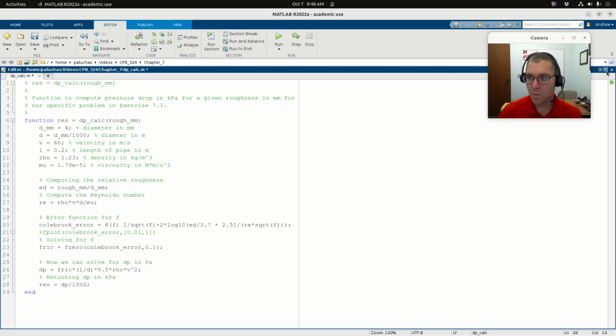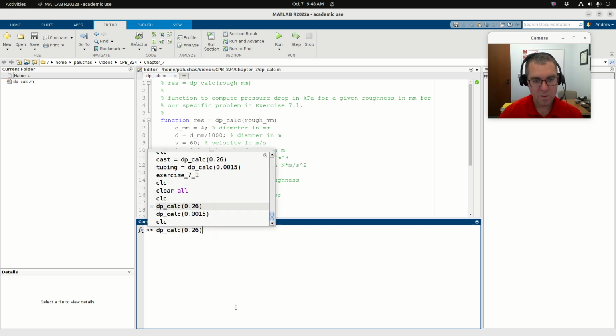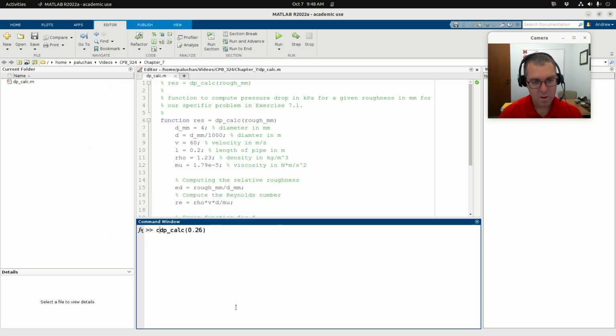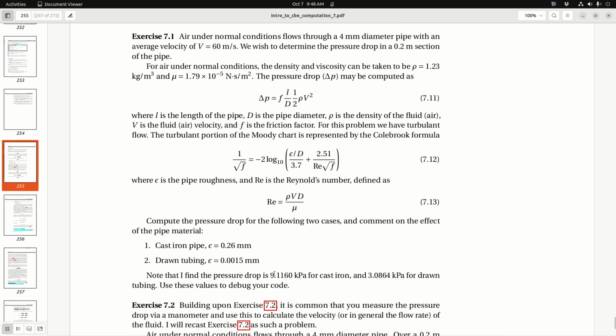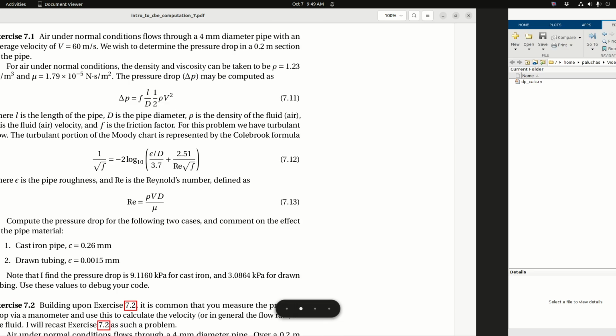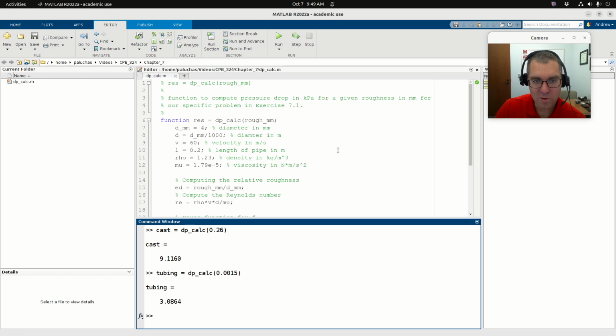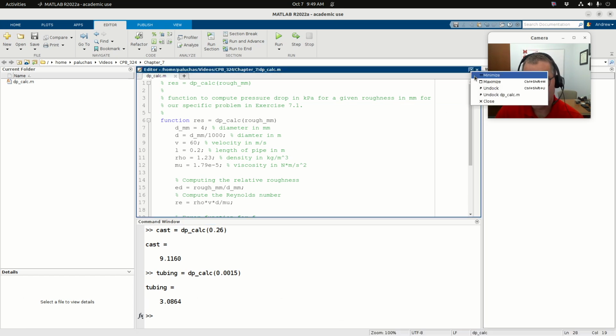Okay, cool. Now I'm going to test my code out first in the command window. Okay, make sure it works. I can just recall a couple of these. So cast iron, I get 9.1160 kilopascals. Perfect. Drawn tubing, I get 3.0864. Perfect. All right, so looks like my answers agree perfectly with the reference values that I'm given.